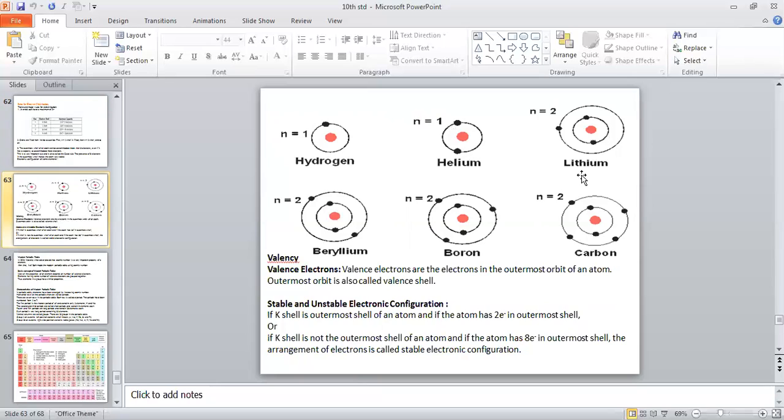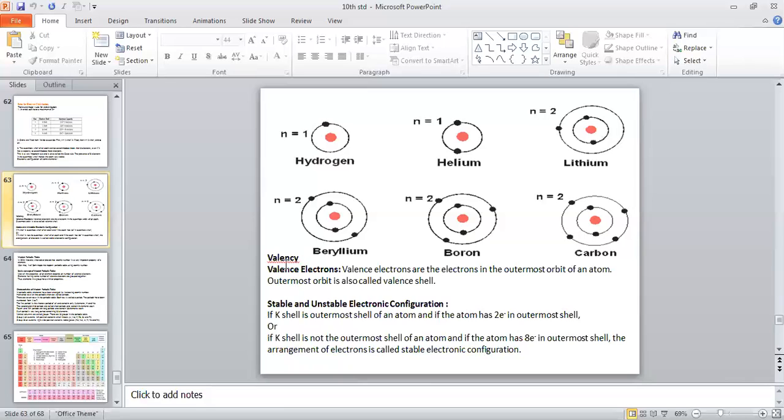Now the next atom is lithium. Atomic number is 3. So the first 2 electrons are filled in the first orbit and the third electron in the second orbit. Next is beryllium, atomic number 4. So there are 4 electrons. The first 2 electrons are filled in the first orbit and the remaining 2 in the second orbit. Next element is boron. The first orbit has the maximum capacity of 2 and the remaining 3 electrons are in the second orbit. Next element is carbon. The first orbit has 2 electrons and the remaining 4 electrons are in the second orbit.